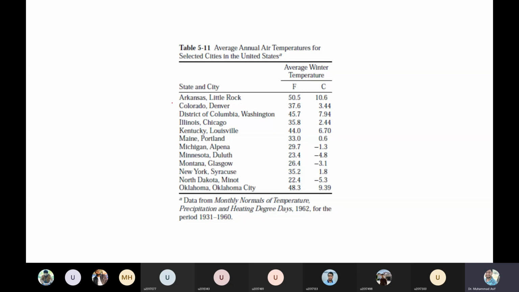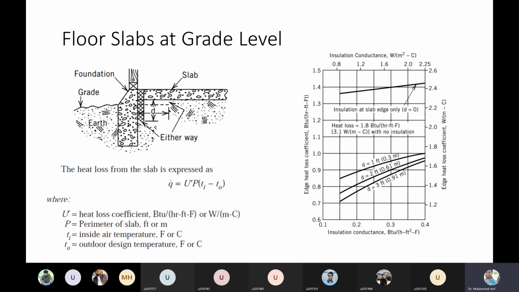Let's take the famous one. Let's say New York has an average winter temperature of 1.8 degrees C. So using that average temperature, T average, and the AMP for that location, we can calculate the ground temperature, TG. And from the ground temperature, since we know the inside temperature, we can calculate by using the UA the value of the heat transfer through the soil or through the ground.